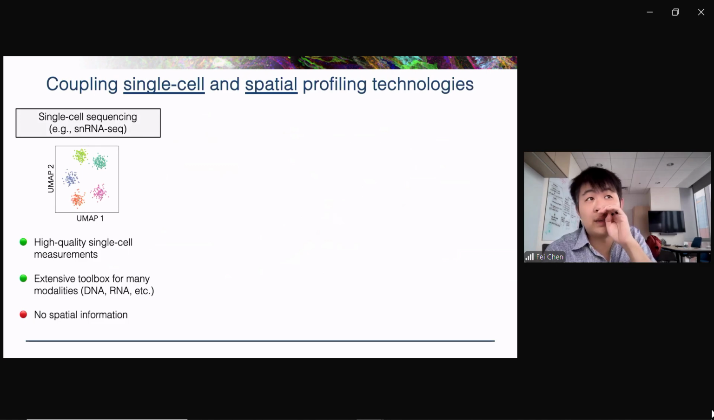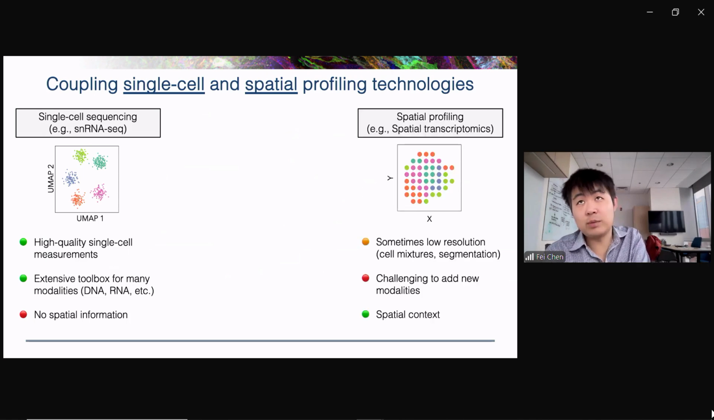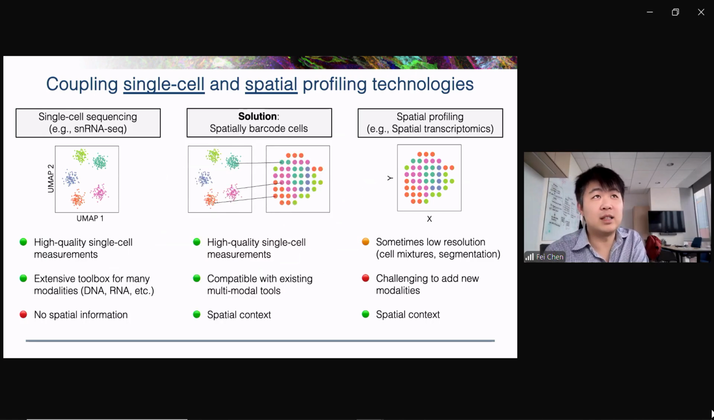There's a lot of power in doing that because in single cell, we have really high quality single cell measurements. And these tools have become quite mature and they're getting quite cheaper. And there's an extensive toolbox for a lot of other modalities, including DNA, ATAC, methylation. But unfortunately, there's no spatial context. And spatial transcriptomics profiling has spatial context, but doesn't get to take advantage of many of the existing tools that single cell has already made. So what if we could have our cake and eat it too, whereby spatially barcoding the cells, we can recover the spatial information and at the same time get all of these benefits of single cell.